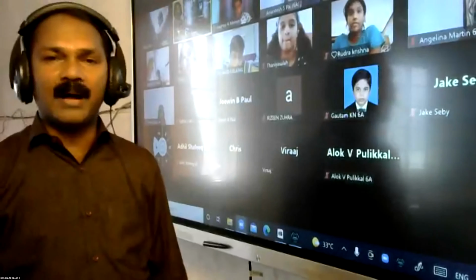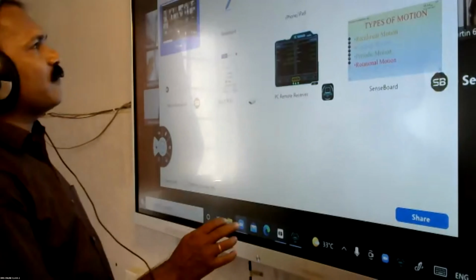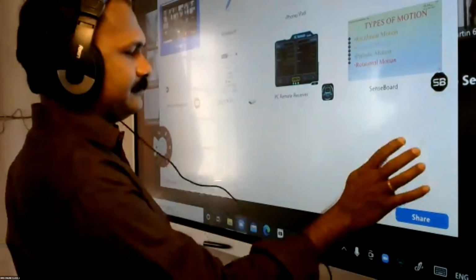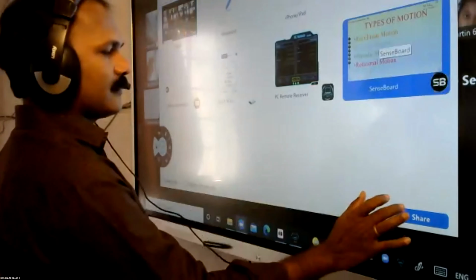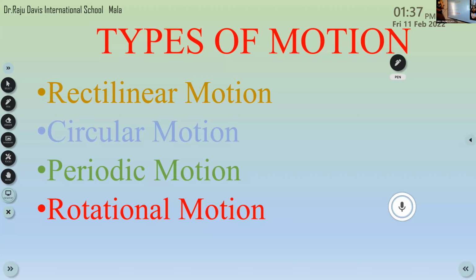Today we are going to discuss types of motion. Can you see the board? Yes, sir.